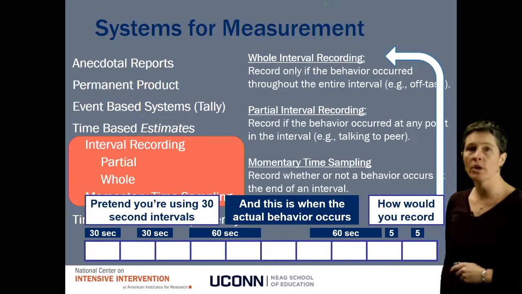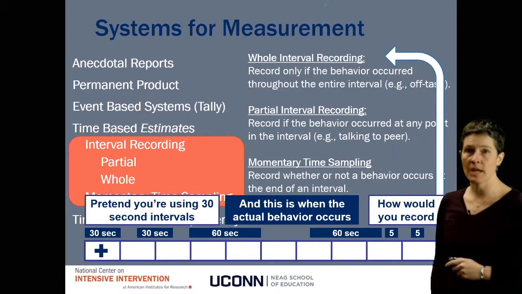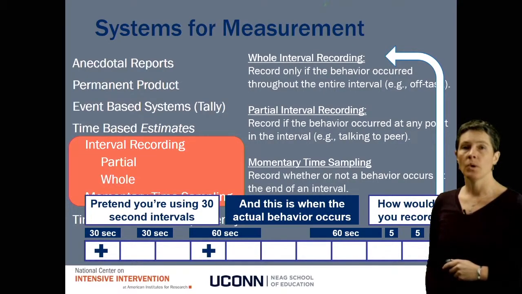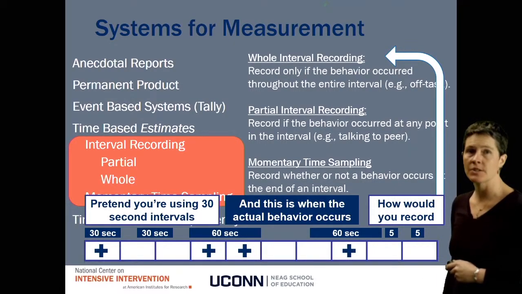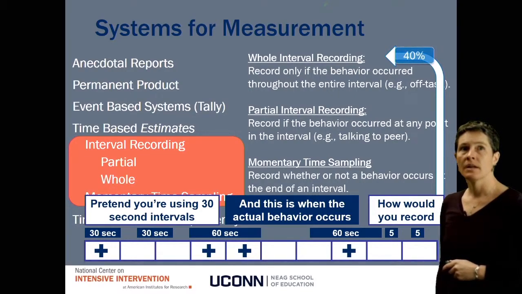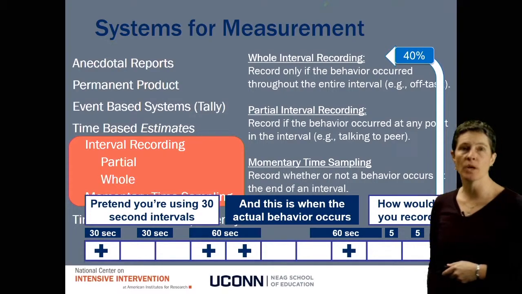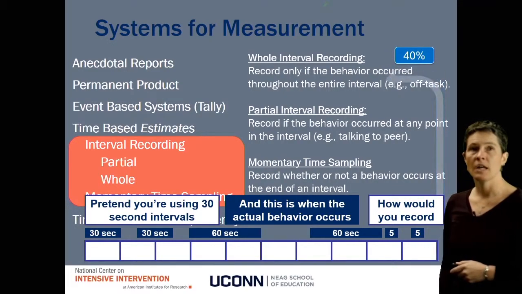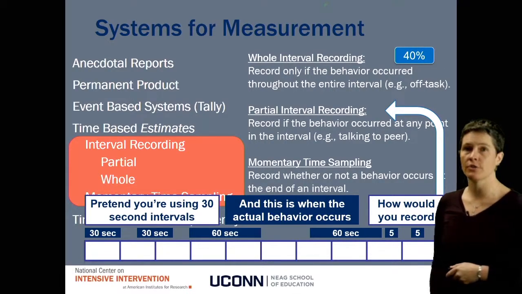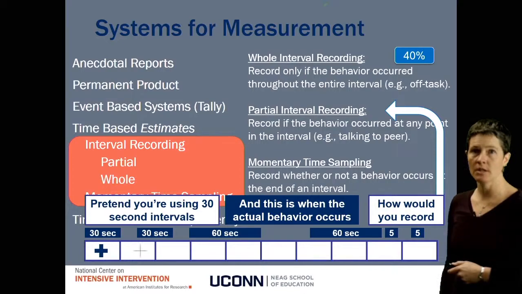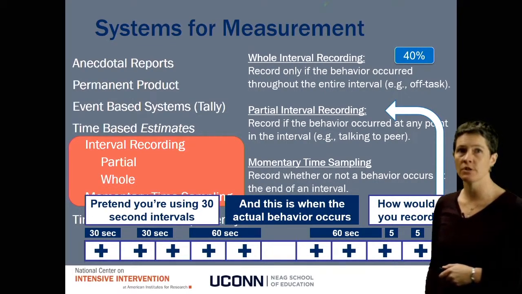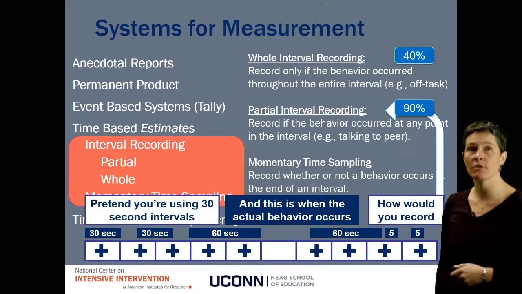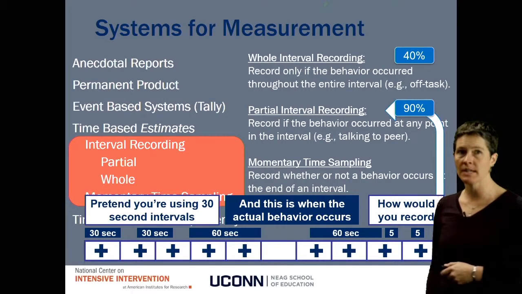First, if we were going to use whole interval recording, we would check off yes, the behavior happened this whole interval. It happened again here for this whole interval, here for the whole interval, and here for the whole interval, right? That's our whole interval recording. That gives us a summary that says the behavior occurred during 40% of intervals. If we were going to record that same behavior using partial interval recording, we would put a check here, here, here, here, here, here, here, here, and here, because the behavior occurred during part of each of those intervals. In this case, we get a summary score that said the behavior occurred in 90% of intervals. So you see these are giving you different estimates.